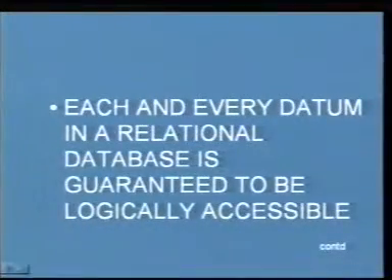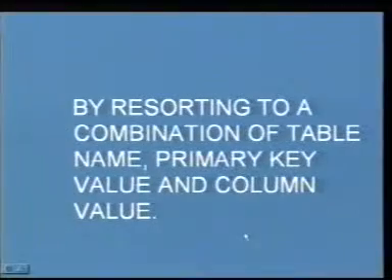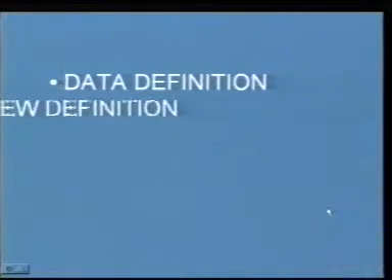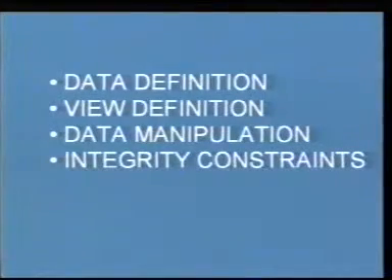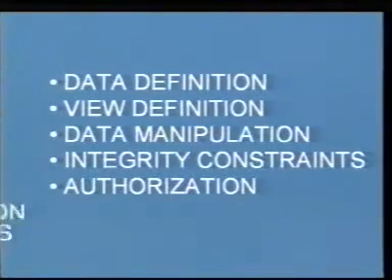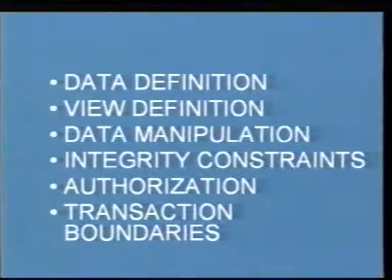The next rule says each and every datum in a relational database is guaranteed to be logically accessible by resorting to a combination of table name, primary key value and column value. There must be one language that is comprehensive in supporting all the following items: data definition, view definition, data manipulation, integrity constraints, authorization and transaction boundaries.